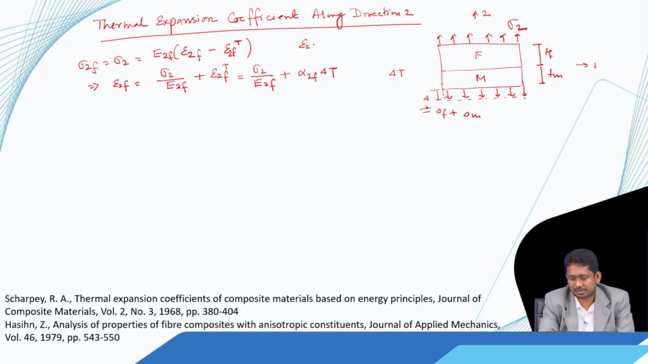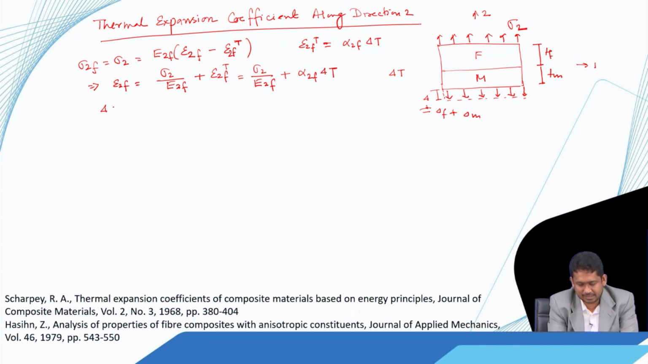We know that epsilon 2 F, the free thermal strain, is alpha 2F multiplied by delta T. Accordingly, delta F is equal to the initial dimension Tf multiplied by that strain. So Tf into sigma 2 by E2F plus alpha 2F into delta T. So that is for the fiber.